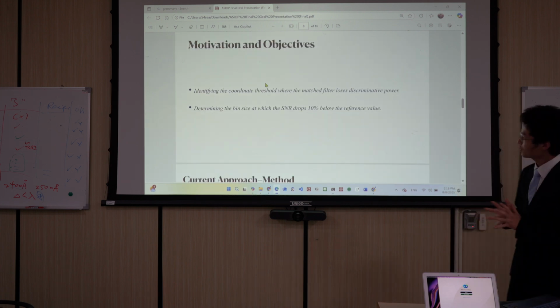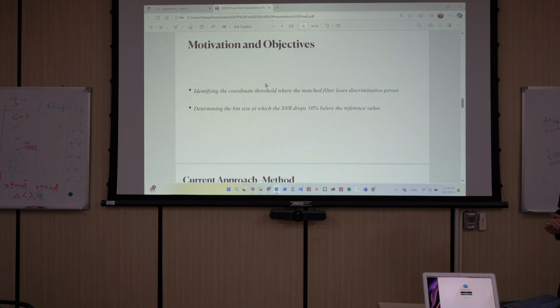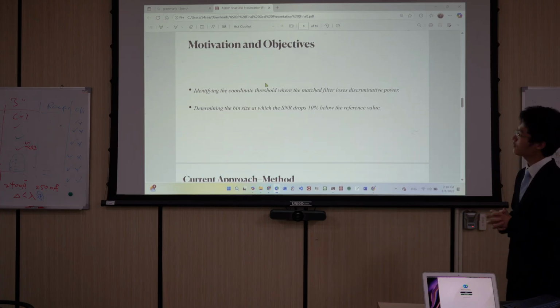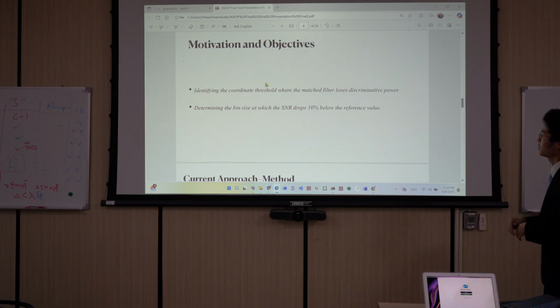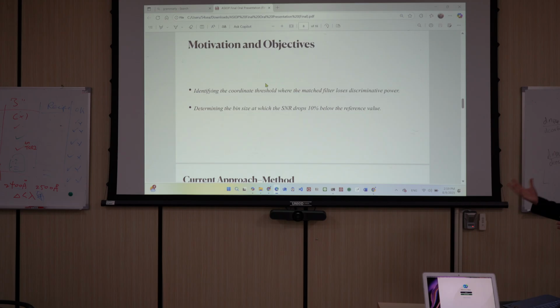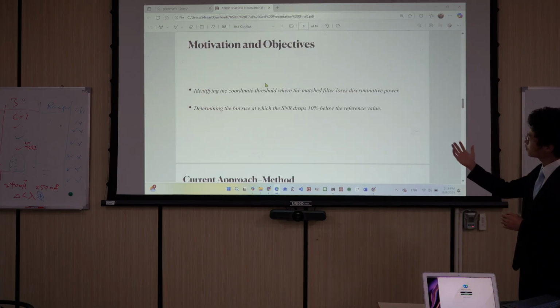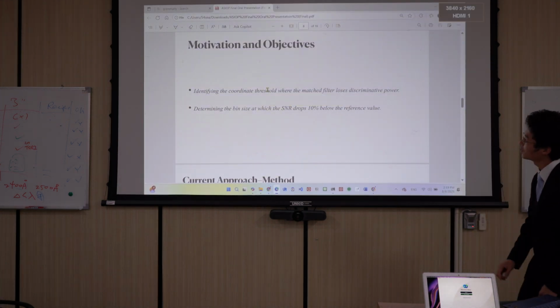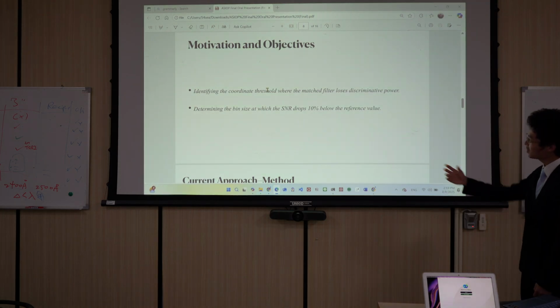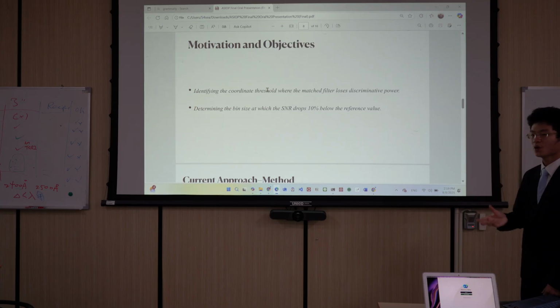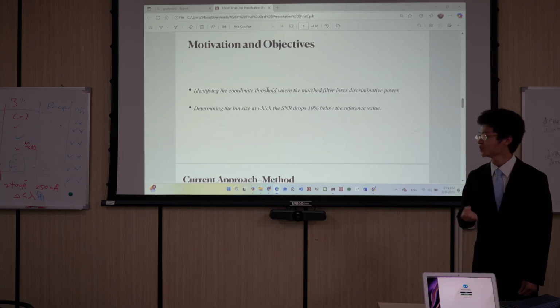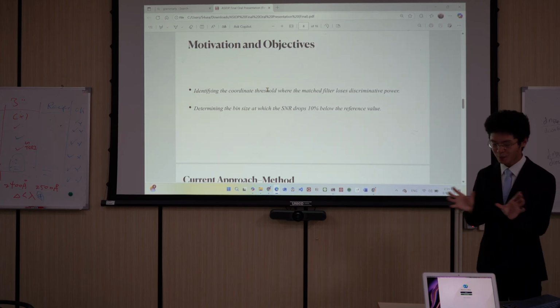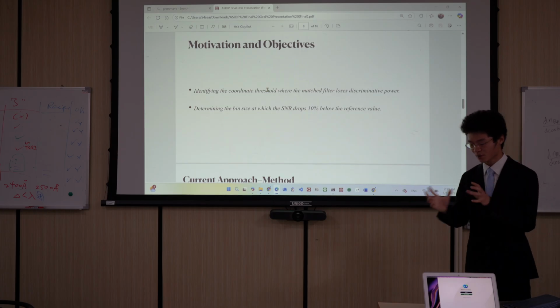Okay, so that's a broader overview of what I'm doing. I want to focus on something I've been working on in the past week. It's identifying coordinates: the first is where the match filter discriminates the power, and the second is determining the beam size at which the SNR drops to the reference value. What I wanted to do is know the sensitivity of the match filter, because we assume there might be a limitation of the match filter in distinguishing whether a signal is signal or noise, in other words, whether we can compare the inserted templates with the raw data from LIGO.